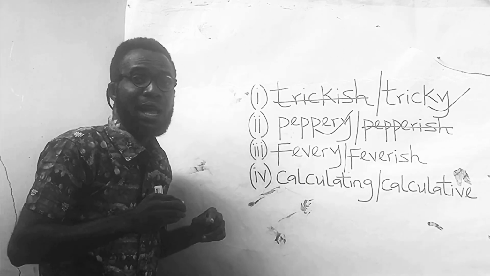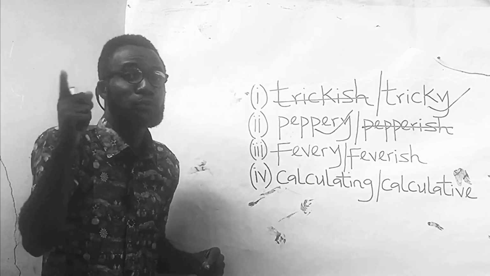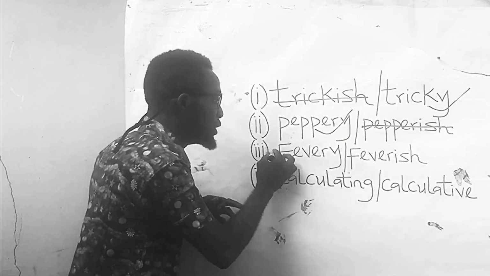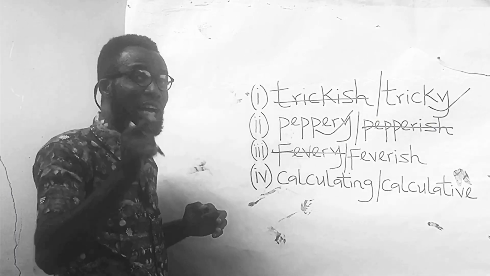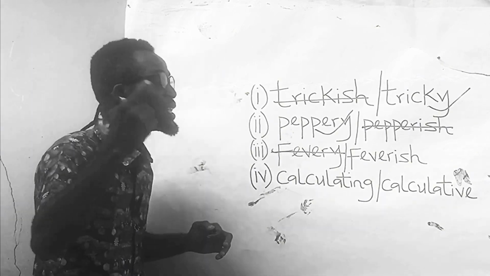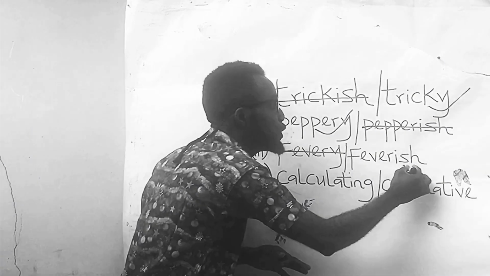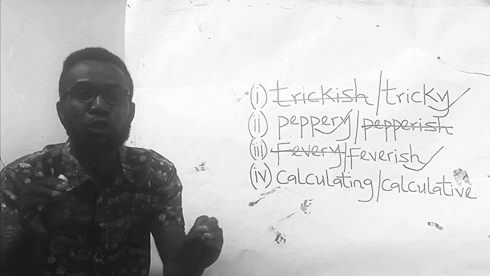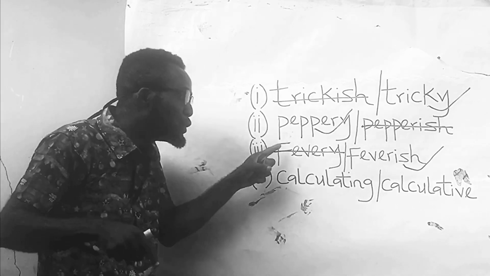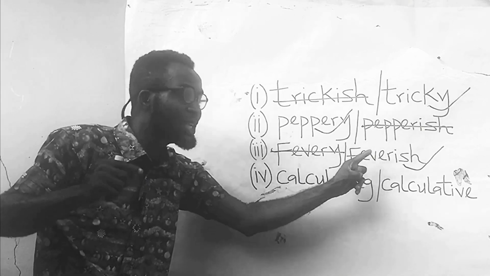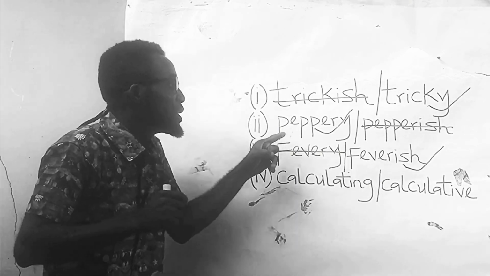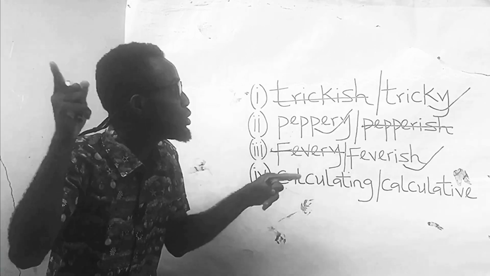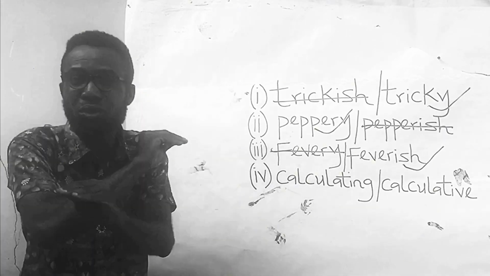If a person has symptoms of a fever, we do not say that the person is fevery. That is wrong. Rather, we say that the person is feverish. Emeka looks feverish today and not fevery. It is feverish and not fevery. It is peppery and not pepperish. It is tricky and not trickish. I believe that is understood.